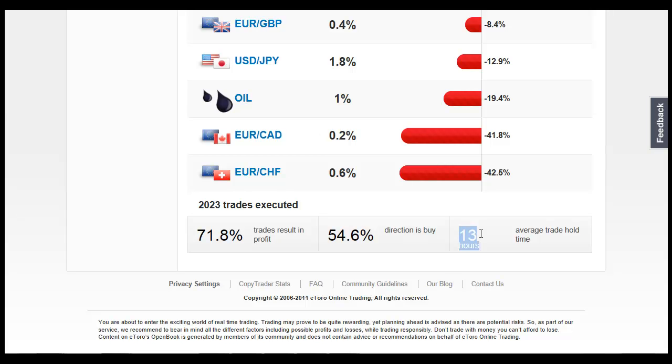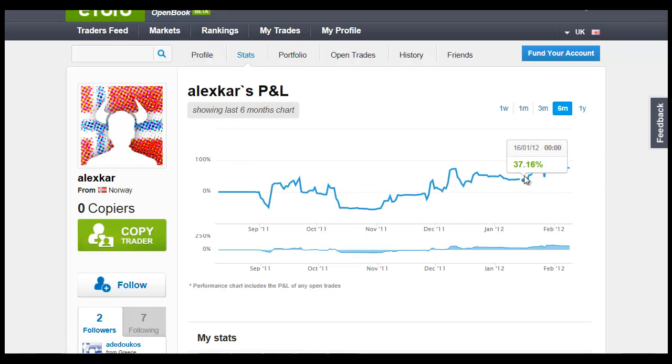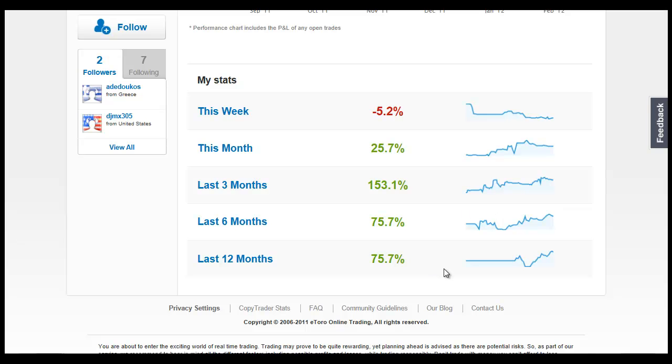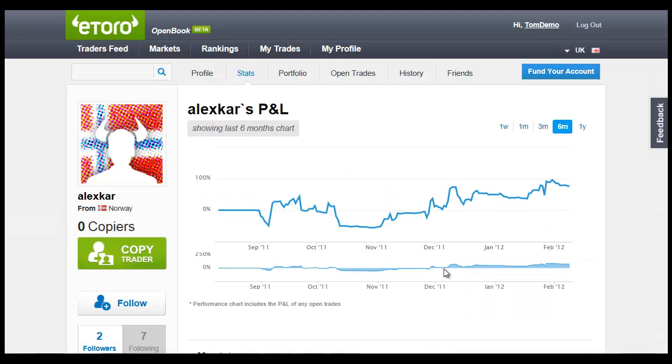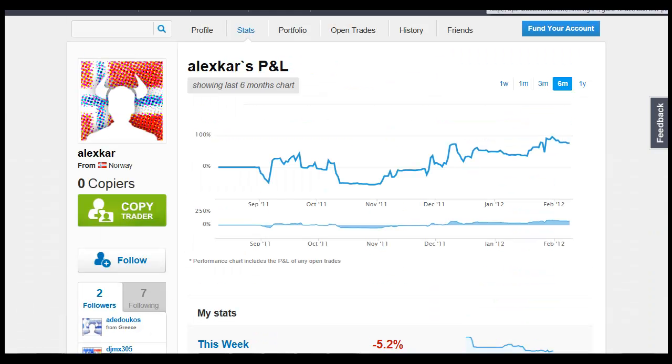Okay, we see his average trade is 13 hours, which is good. He has a 70%, 71% winning ratio, which is good. He has a really high frequency of trade, which is also good. And of course, he's on the positive side. I would use this trader in order to trade ranges, of course. However, we are currently not in a range, so I would actually prefer the last trader we used in order to benefit from a trade.